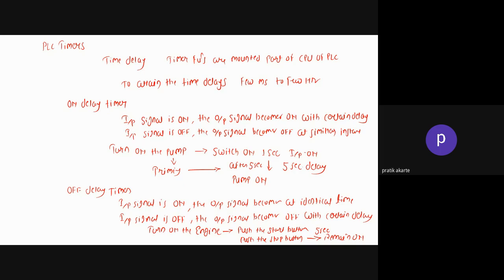That is what we call an off delay timer. On the other hand, if you give the input signal to be on, the output is on with a certain delay. That is called an on delay timer. When we keep the input signal off, the output becomes off at the same instant. So that is the difference between your on delay timer and off delay timer.